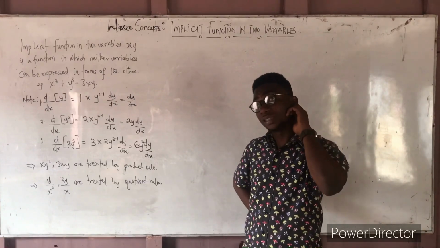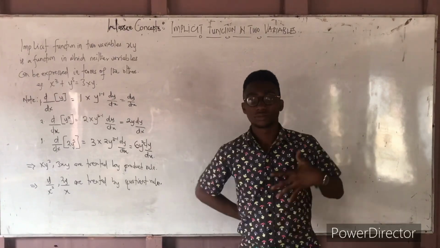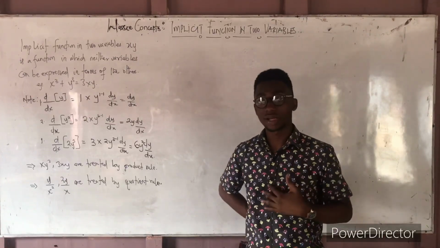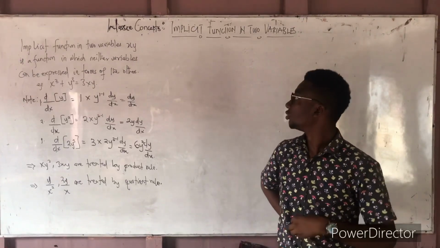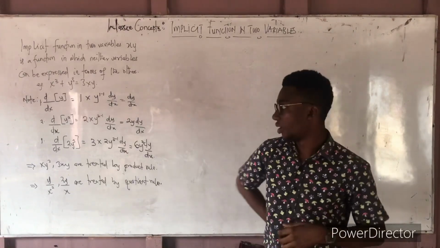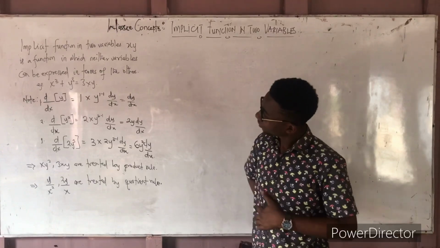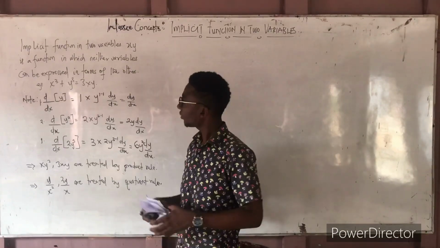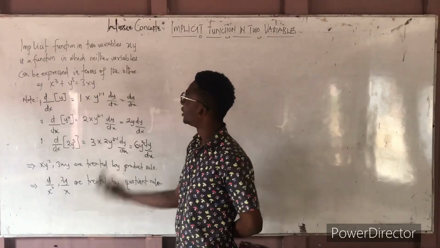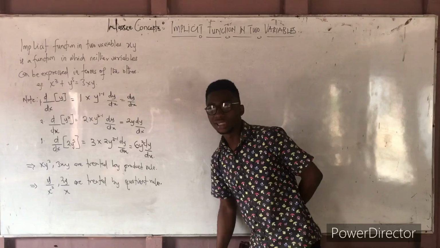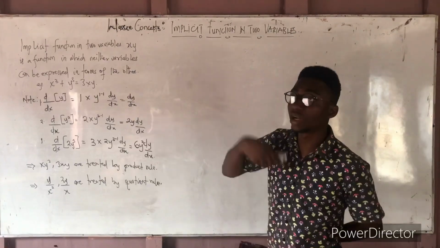And I think for WASSCE standard, you'll be doing only two variables. If you do higher studies in mathematics, under differentiation you go as far as three variables and four variables. Now, an implicit function in two variables, like x, y, is a function in which neither variable can be expressed in terms of the other.